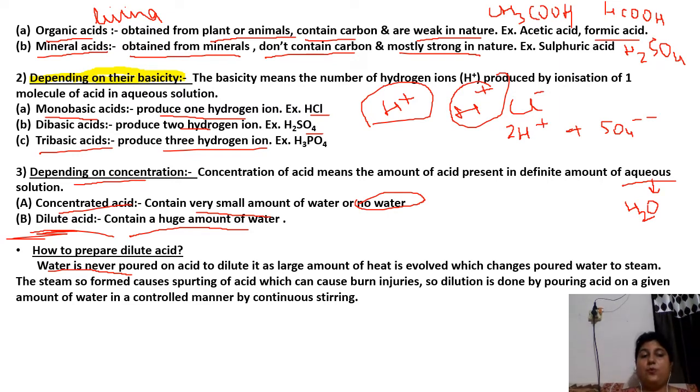The reason is that when water is poured into acid, then heat is evolved. ठीक है, अब heat evolve हो गया, and when we put water in acid, it results in the formation of steam, and it can burn us. It will give us injury. ठीक है, that's why we add acid in water by continuous stirring to avoid the formation of steam. Hence, the dilute acid is prepared by adding acid in water.